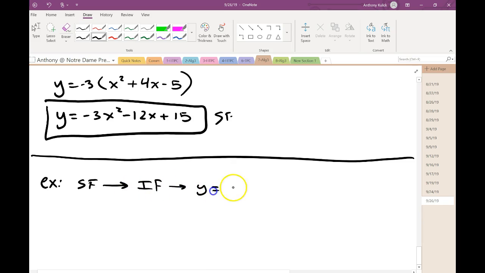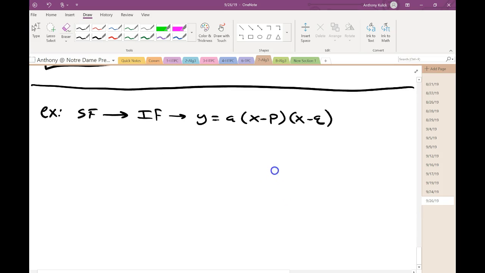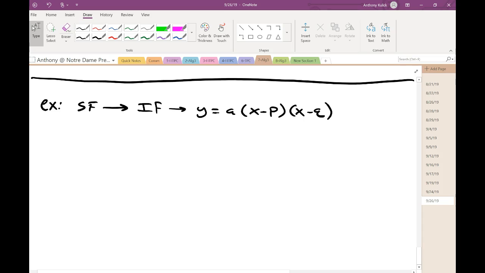And again, remember, intercept form looks like this. So if I take an example, say x squared plus 4x minus 16, and I want to try to write this in intercept form.